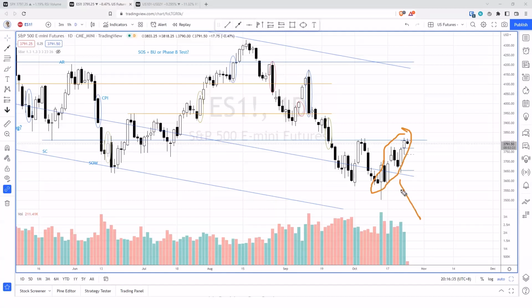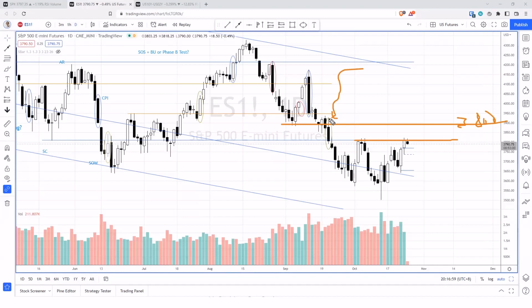So the trend is still up. I still haven't seen the reversal signal, although at the moment it is just right at the resistance level. 3,800 is a very key level that it needs to overcome in order to challenge the next level, which is this one, the Fed bar. This is where the Fed actually did a rate hike.